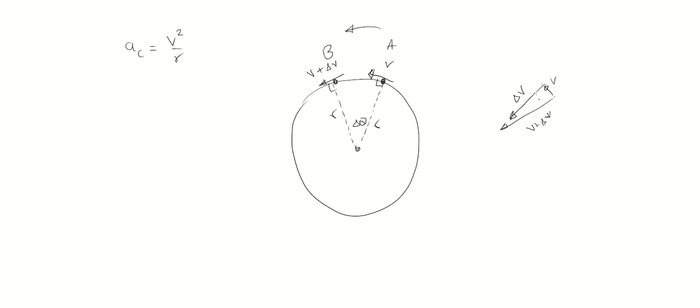And the angle between v and delta v is delta theta, because from geometry, the angle between two lines is like the angle between the perpendiculars to these two lines. So the angle between R and R is delta theta, and the perpendiculars to R and R are v and delta v. So this angle is equal to the angle between v and delta v.